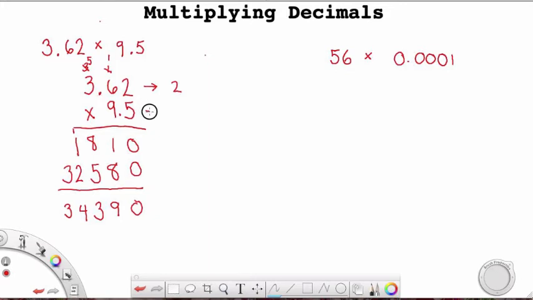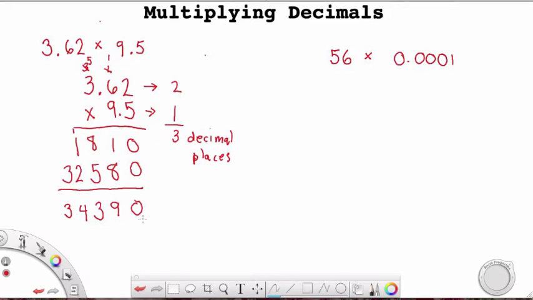Over here I have how many? Just one. Just one decimal place behind the decimal point. And I add these up. 2 plus 1 is 3. So altogether I have 3 decimal places. Not decimal points, decimal places.